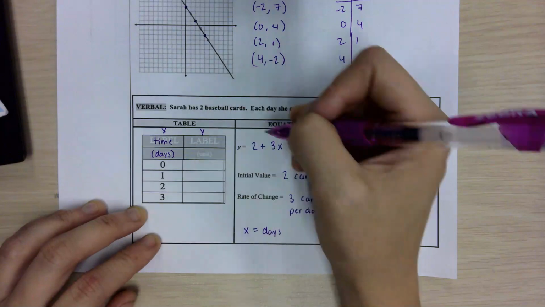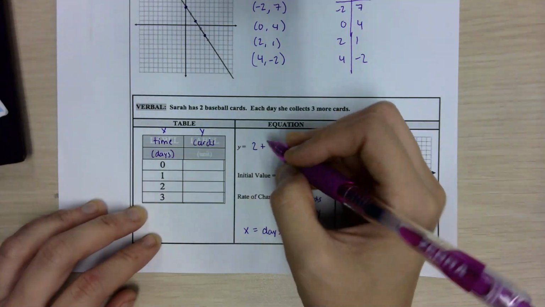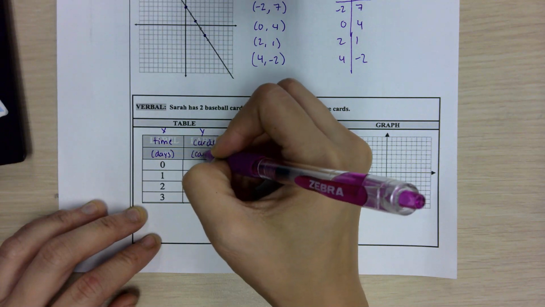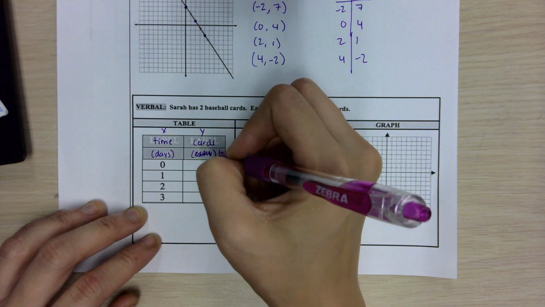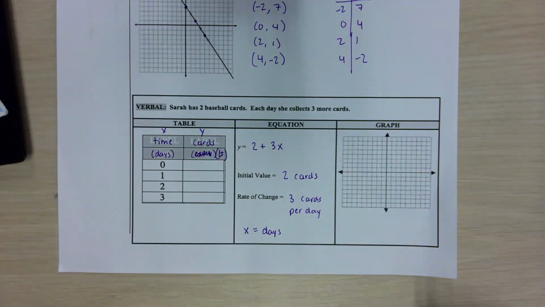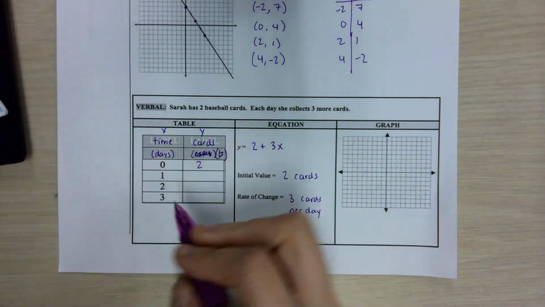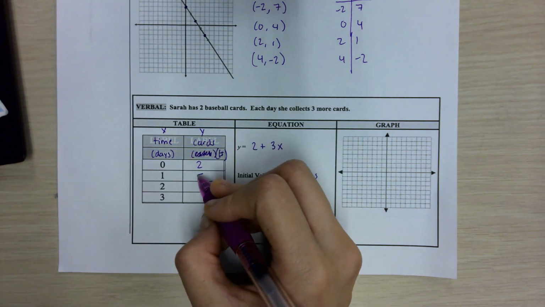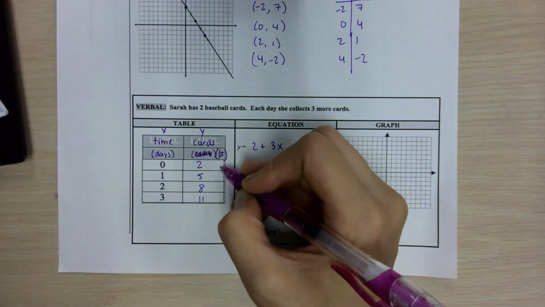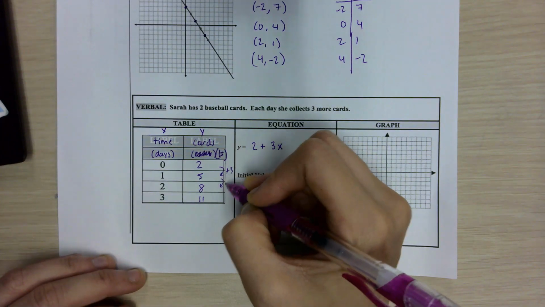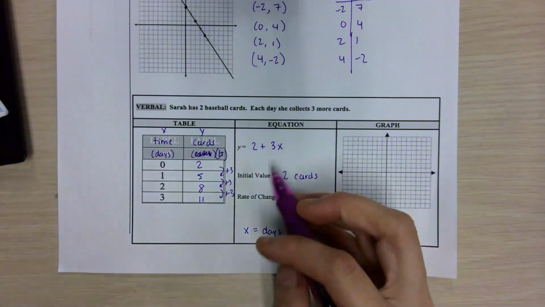And then this is cards, right? Y is the number of cards, and it's just count. Or like number, right? We could put like number. Okay, so if we were to fill this out, at day 0 we have 2 cards, then another day we have another 3 cards. After 2 days we have another 3 cards, and then another 3 cards. So we notice it's going up by 3, right? That's our rate of change right here.